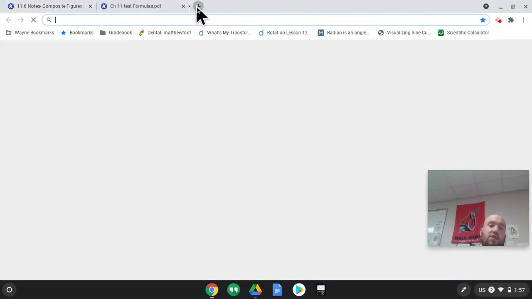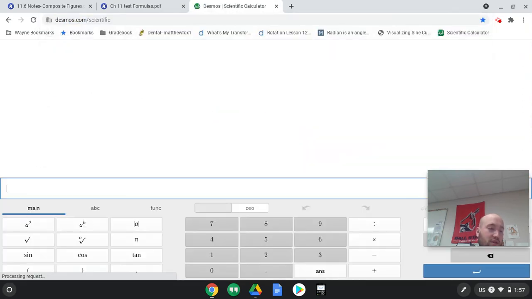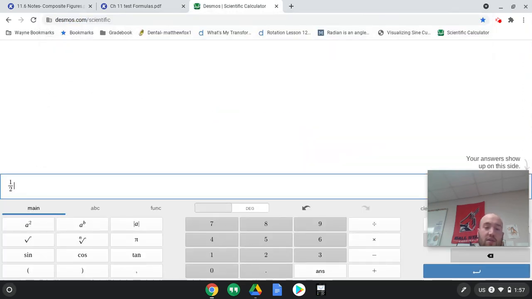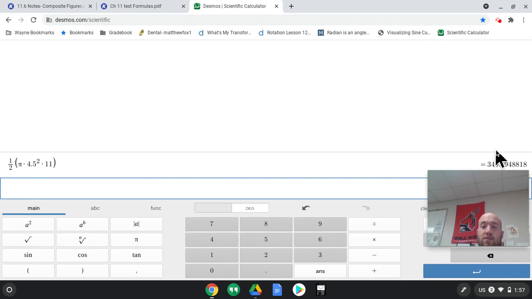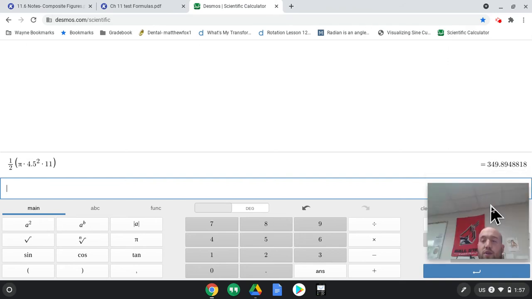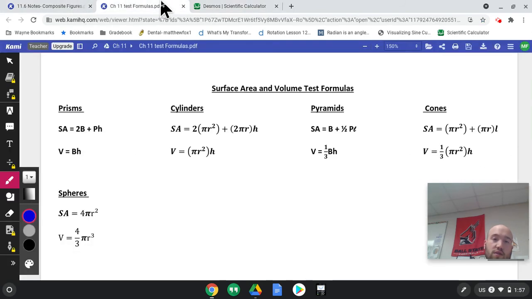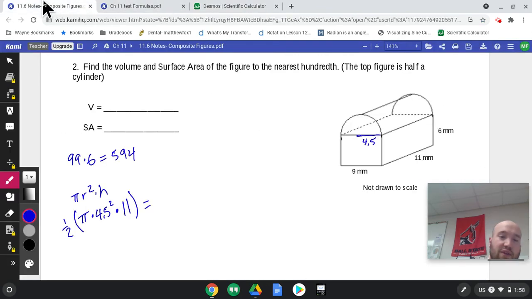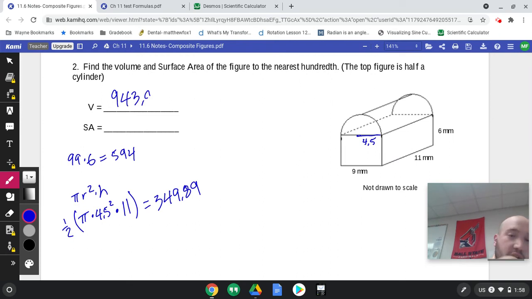Okay, so if I were you, I'd go to Desmos. Don't try to do that in your head. That's not possible. I mean, maybe a few of you could do it, but not with any precision. Okay, so pi times 4.5 raised to the second times 11. And we hit enter, and over here you can see we get 349.89. So if we add that with our other one, 594, we will get 943.89 millimeters cubed.